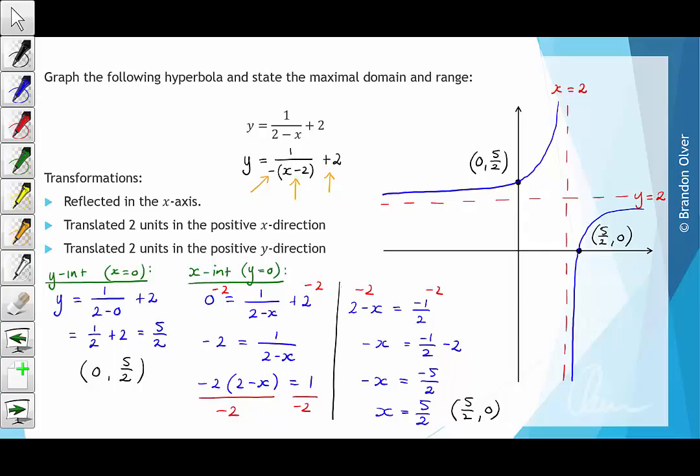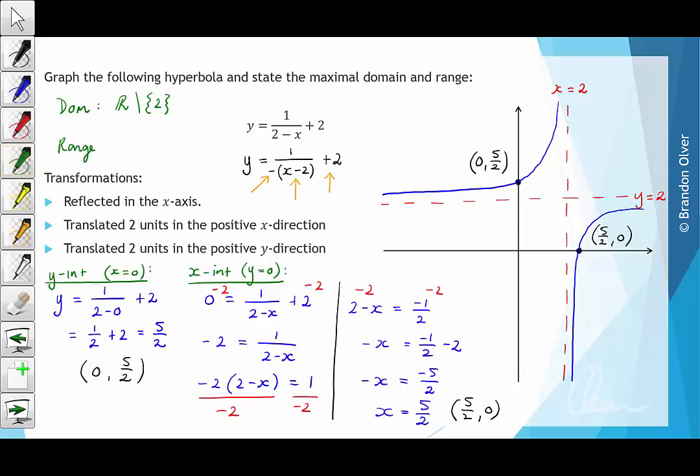Now if we have a look at our function, the domain in very basic terms are all the x values available to go into the function, so all the x values allowed. For this, the maximal domain is all the real values excluding 2, because as we said before, if we put 2 in, we get 1 divided by 0, which is undefined.